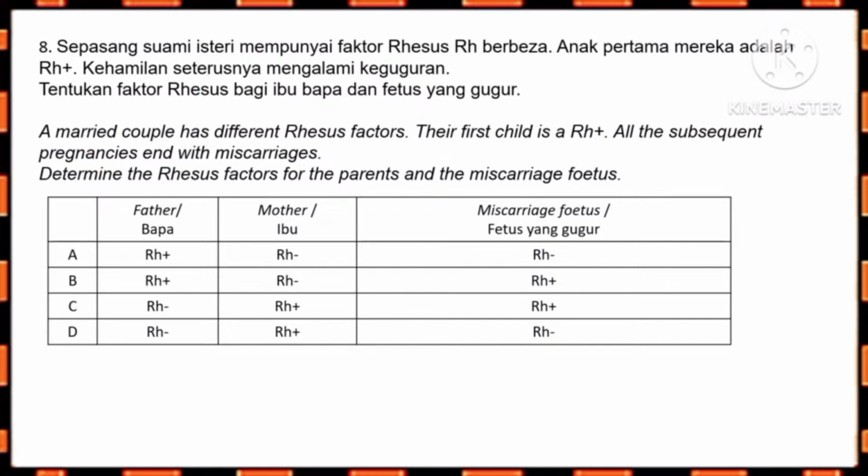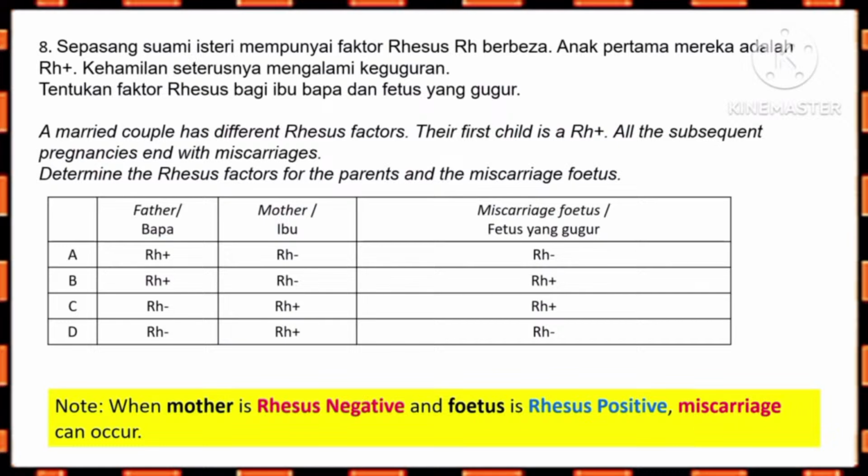As a note given here, when the mother is rhesus negative and the fetus is rhesus positive, miscarriage can occur. So, your duty is to find out which mother has rhesus negative and positive. So, what is the answer, students? Yes, this answer is B. The mother is rhesus negative, the miscarriage fetus is rhesus positive, and the father is rhesus positive. Very good, students.